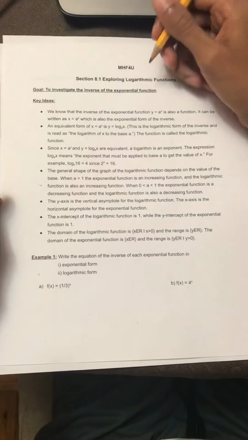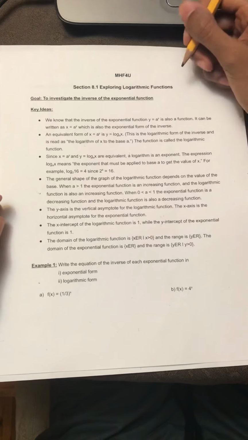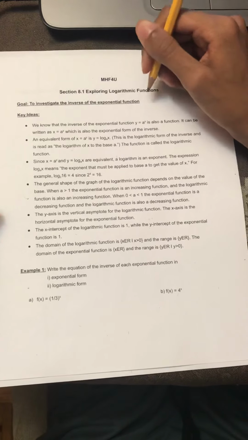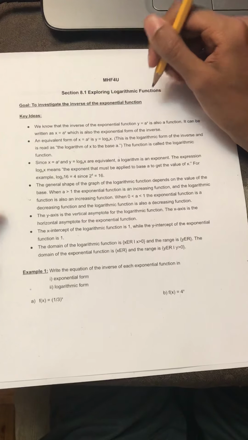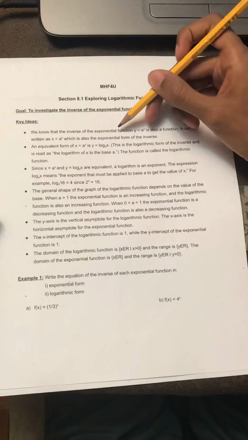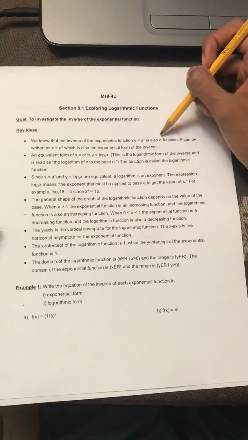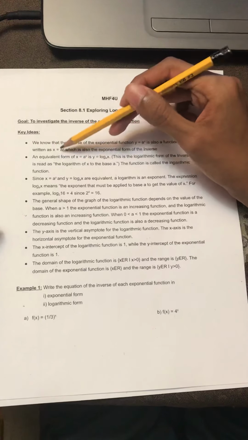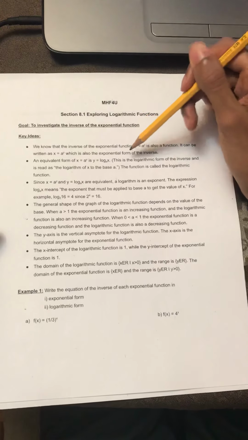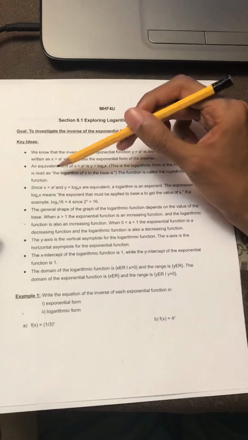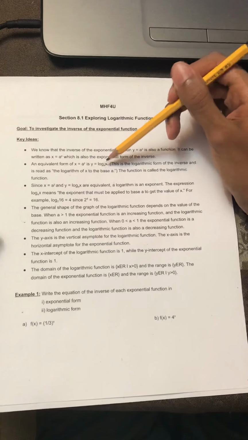Okay class, we're going to be doing 8.1, exploring logarithmic functions. The goal is to investigate the inverse of the exponential function. We know that the inverse of the exponential function y equals a to the power of x is also a function. It can be written as x equals a to the power of y, which is also the exponential form of the inverse. An equivalent form is y equals log base a of x.